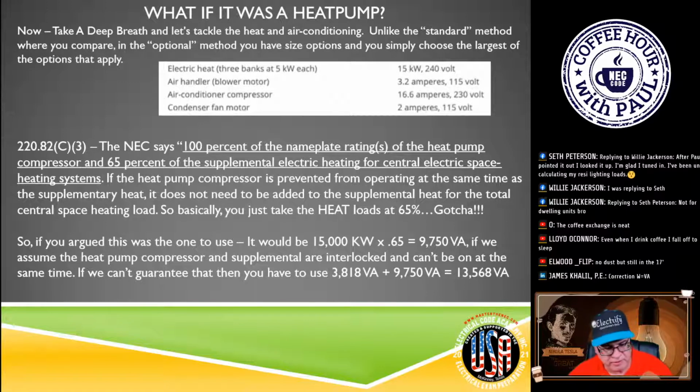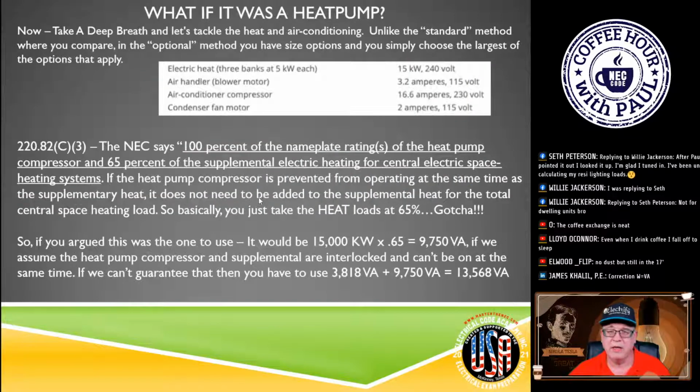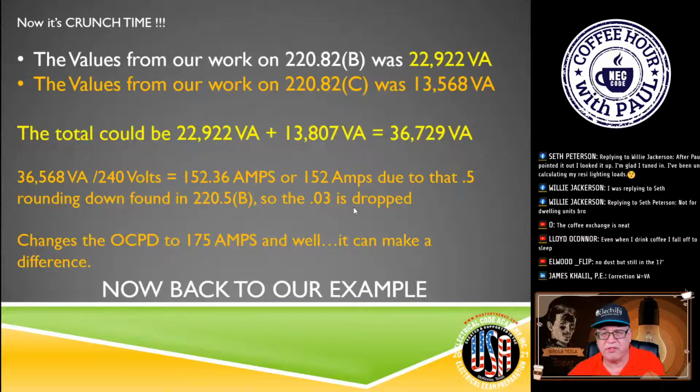Well, the big difference here, right? Let's kind of show you how this can make a difference. So this is what we had when we did it our way. We used the 5 kW heat strips and separately controlled, and we did it that way. That gave us 136 amperes, okay? So this hypothetical gives us 13,568.